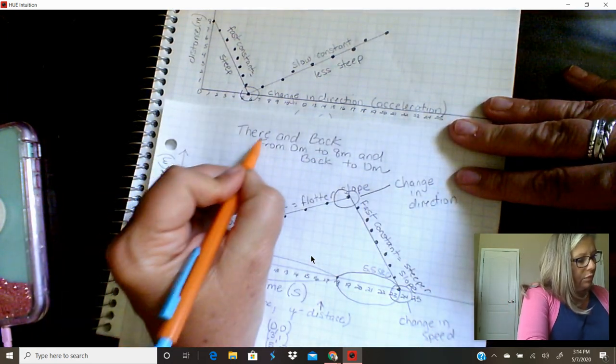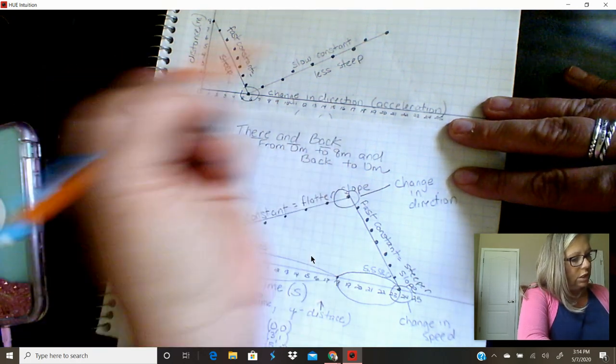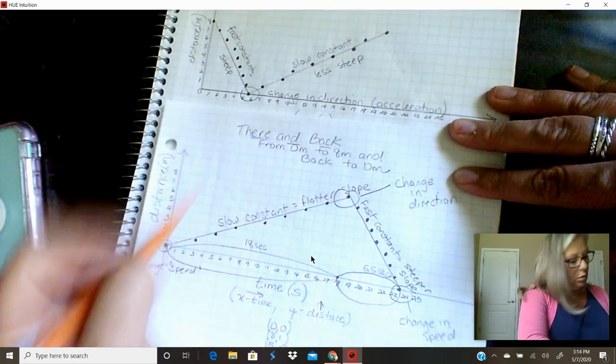So keep in mind that a there and back kind of graph is a change in direction, and changes in direction look like V's or upside down V's.